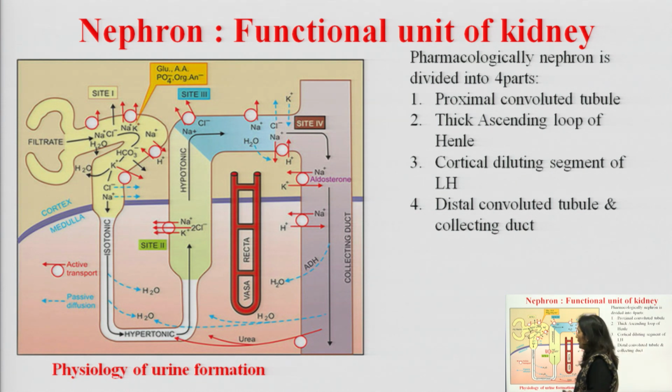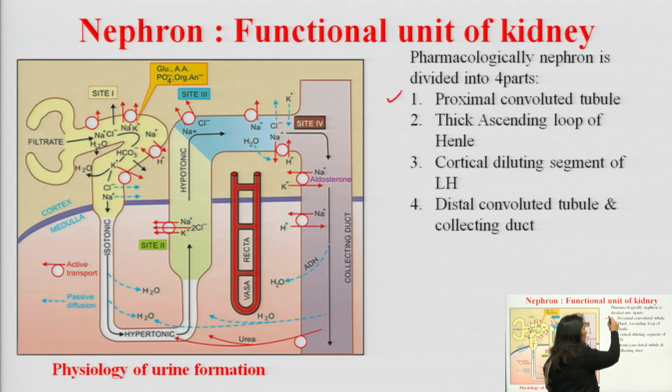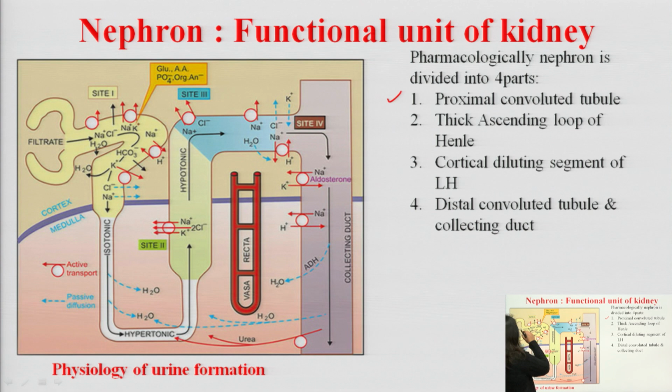As I told you, the nephron is the structural and functional unit of the kidney. It has 5 major parts, but to understand the mechanism of action of drugs pharmacologically, we have divided the nephron into 4 parts. First in this is the Bowman capsule, which is surrounded, enclosed by a network of capillaries called the glomerulus.